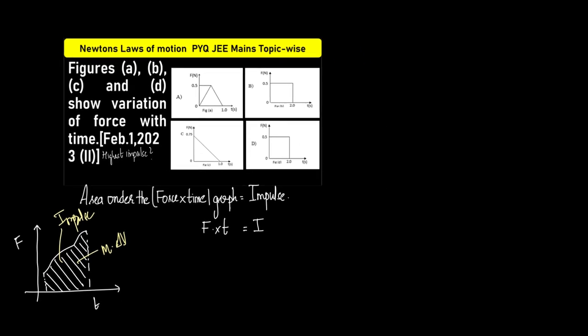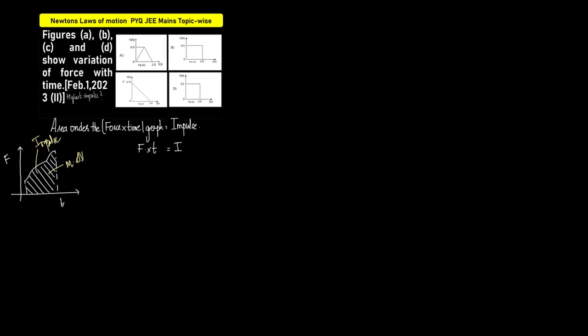Okay. Now, having understood the basics, we can now start solving the question. So let us do it one by one. So this is figure A, right? Figure A. And where is the area? The area which we are talking about is this area, this triangle area.